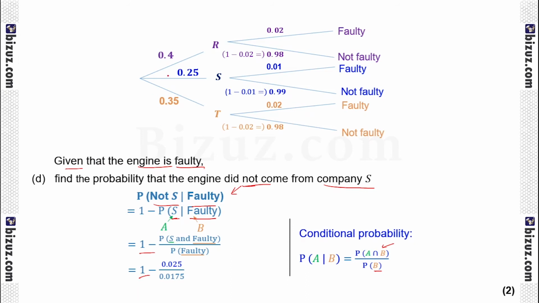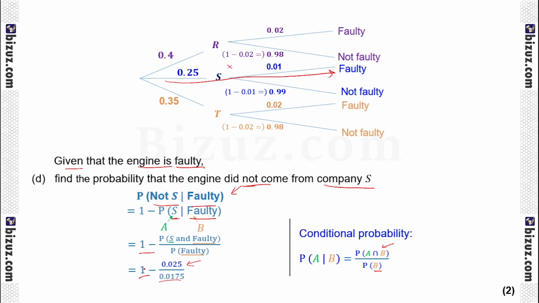So S and faulty, right? We just need to traverse a tree diagram. There's only one way to do that: S and then you go to faulty, so 0.05 multiplied by 0.01. This is basically how we get 0.0005, just the multiplication of those two. And divided by the probability of being faulty, we found that in the previous part, 0.0175.